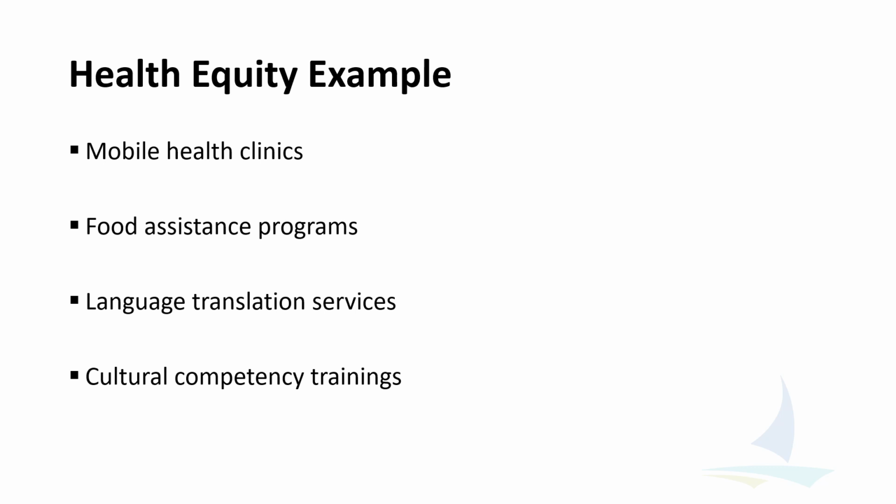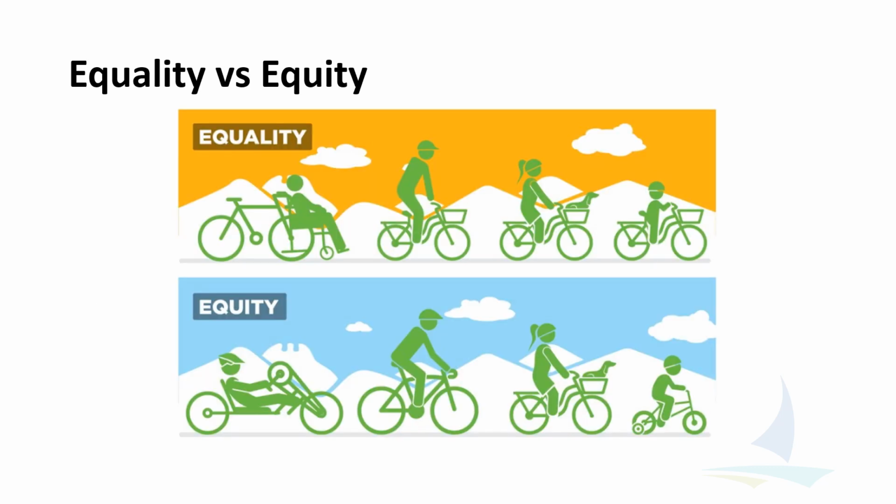Cultural competency trainings: educating staff about the impact of racism and discrimination on health outcomes can help them provide more equitable and culturally sensitive care. These examples remove barriers and promote access. When we are talking about everyone having a fair opportunity to be healthy, it can help at this point to distinguish between equity and equality.